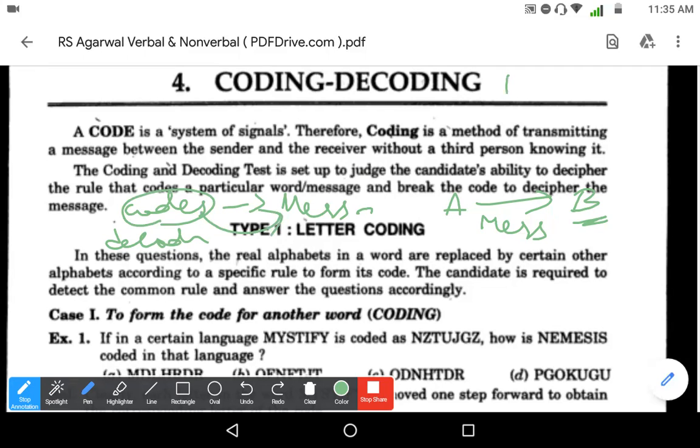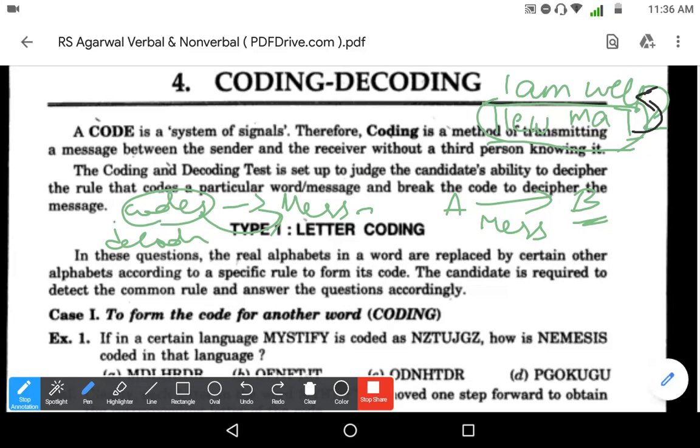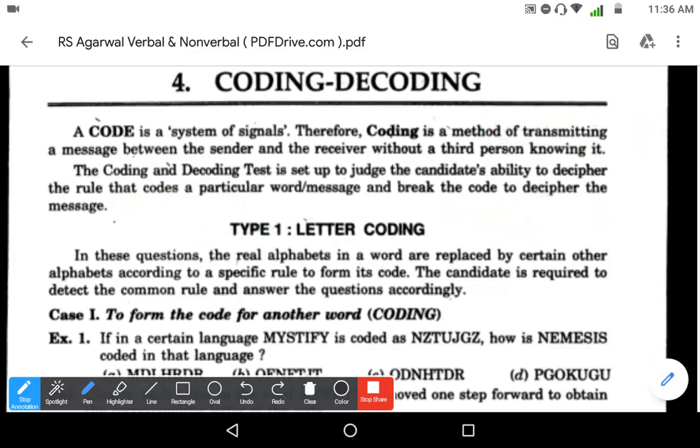Suppose it says, I am well. Okay, I am well. Now, for this, if I am writing it in a different code, now see here, you can see that I have written it ulta. The same words I've written it ulta and it sounds weird or different. So suppose I've coded the I am well as LLEWMAI. Okay, now this is coding. And from this, if I get back the message, this is called decoding. Clear? So that is coding and decoding.